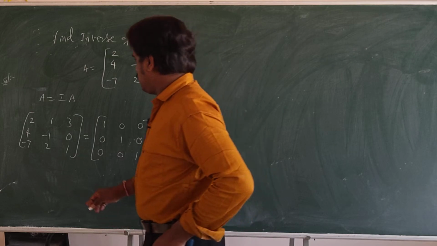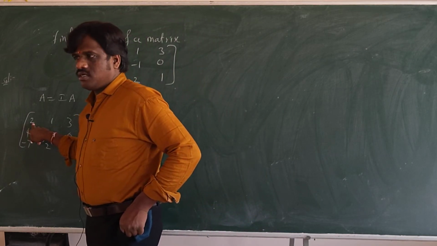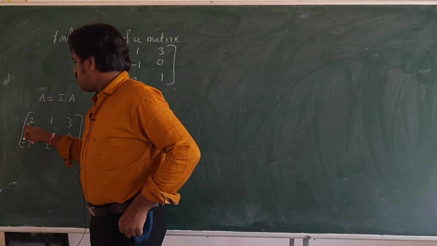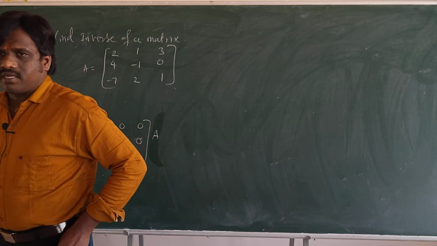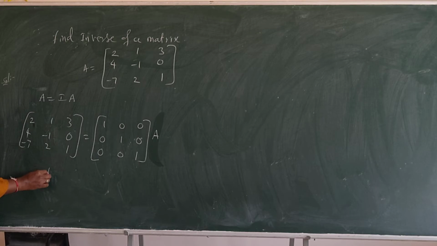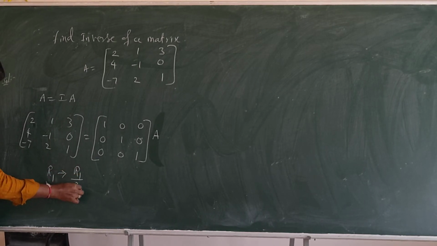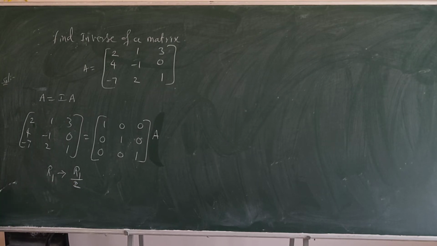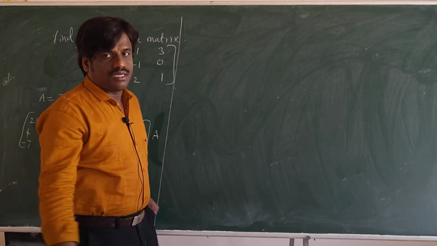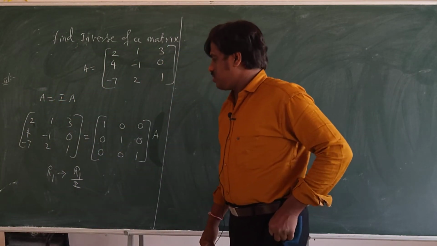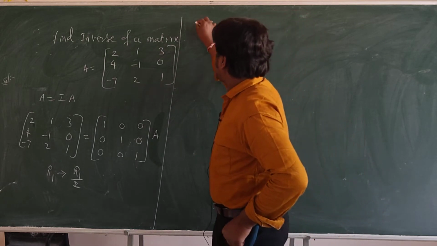Our first aim is to make 1 here, after that 2 zeros. So if I want to make 1 here from 2, what do I have to do? Divide by 2. So I can write R1 implies R1 by 2. So what am I going to get here? If I write R1 implies R1 by 2, what do I get?